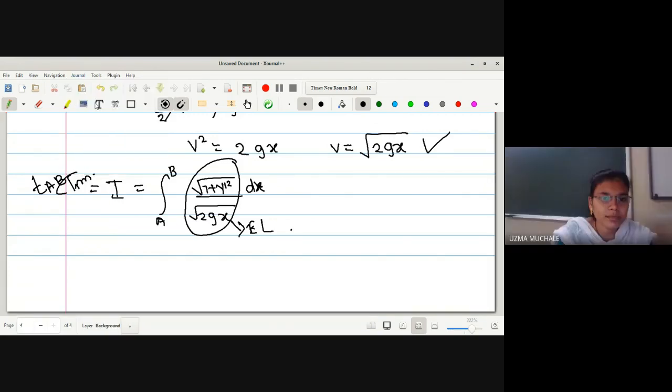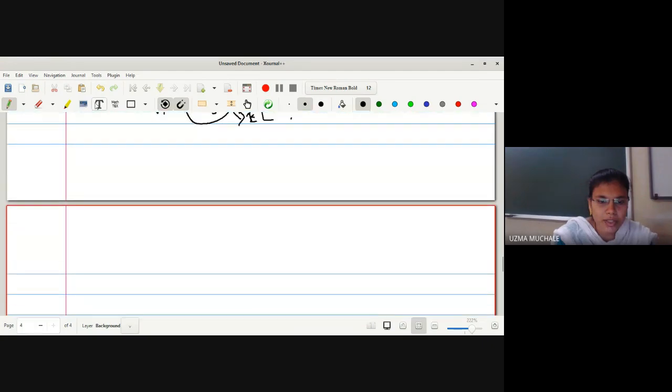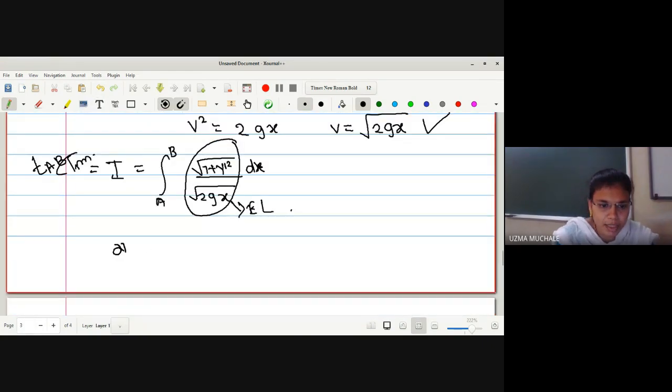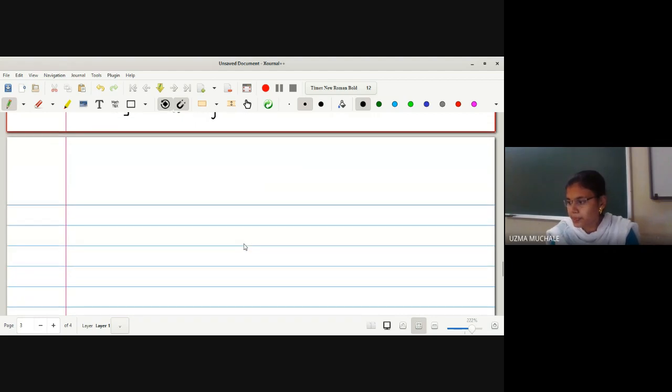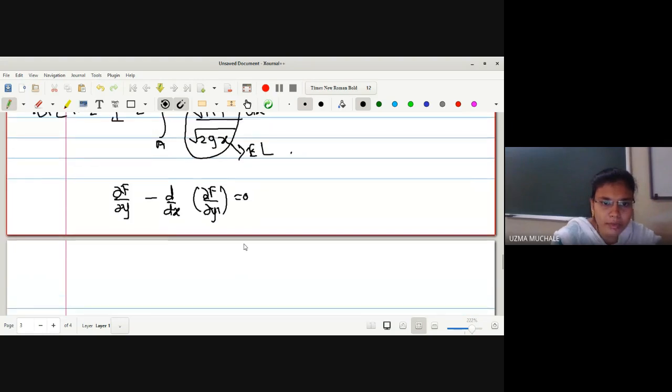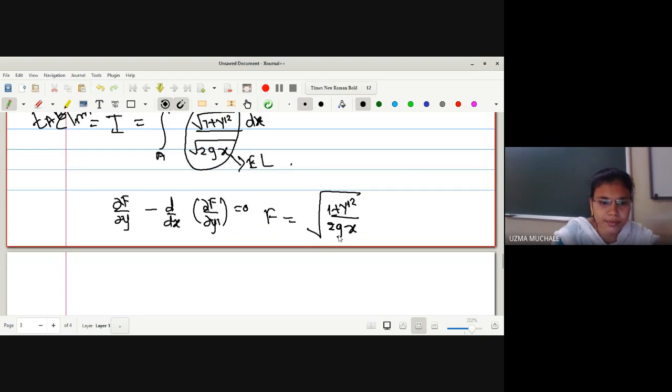Yes, ma'am. Okay, so now let me write down the Euler-Lagrange's equation. It is dou f by dou y minus d by dx of dou f by dou y dash is equal to 0. What is the value of dou f by dou y now? 0. Obviously it is 0 because there is no term of y involved in our function. Okay, let me write down the value of f here: under root of 1 plus y dash square divided by 2gx.